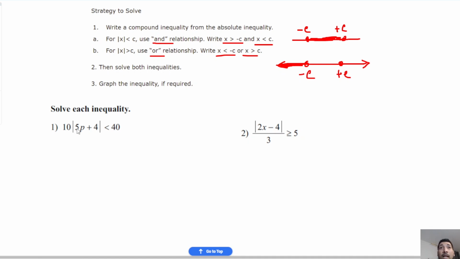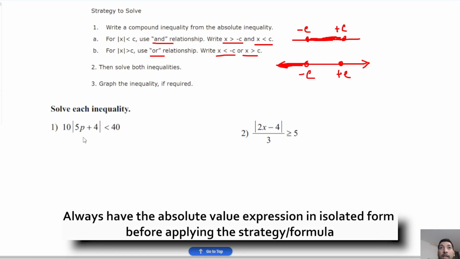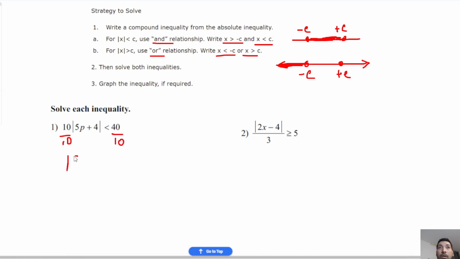We have 10 times the absolute value of 5p plus 4 less than 40. First, we make sure that we isolate this absolute value quantity. So we divide both sides by 10. We get the absolute value of 5p plus 4 less than 4. And you can see that we have a less than symbol, so this is an and relationship. So we use x greater than -c and x less than +c.